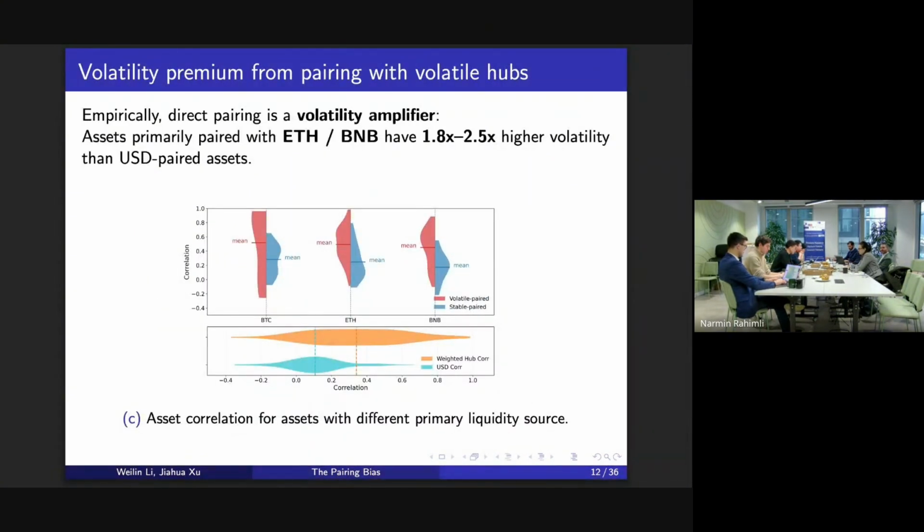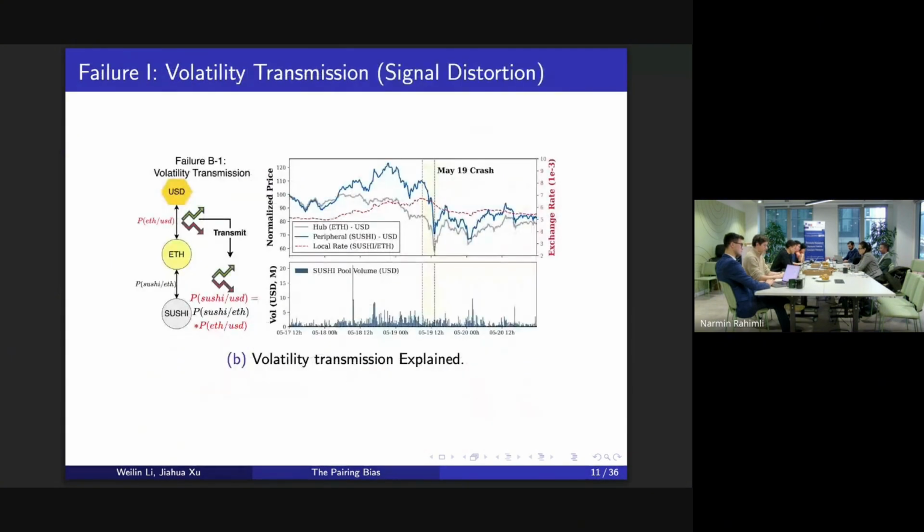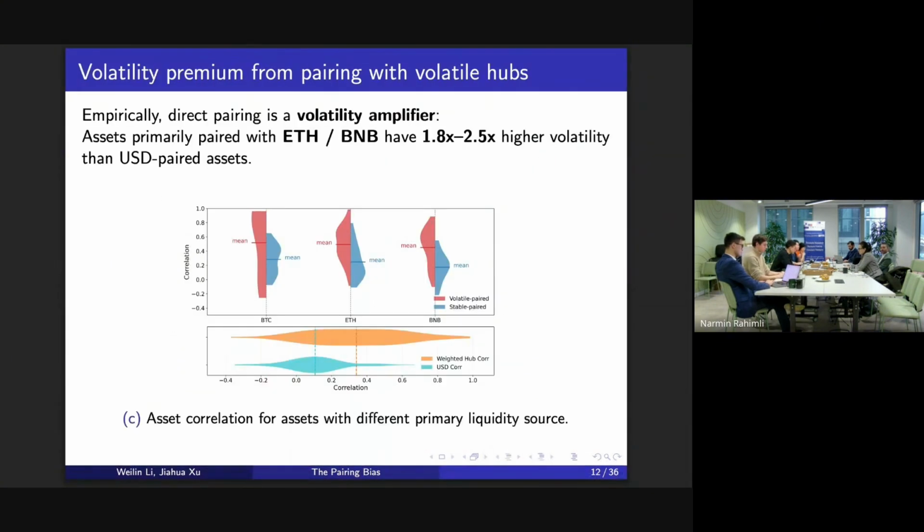Another thing is that, as we can see from the previous table, there are also some assets that pair with USD, like USDC or USDT or other stablecoins. So we want to know whether, if we pair with Ethereum or some other volatile tokens, it is really more volatile. We want to validate our theory. Here we show in red the tokens that are paired with a volatile token, and in blue the tokens paired with USD.